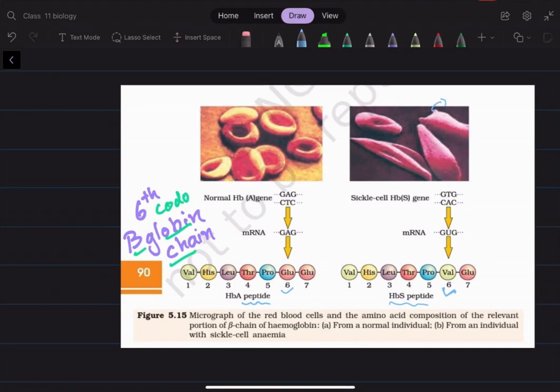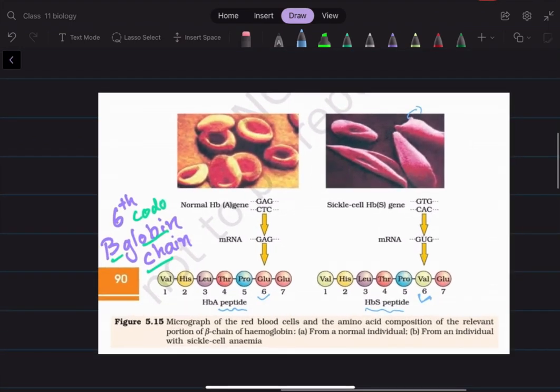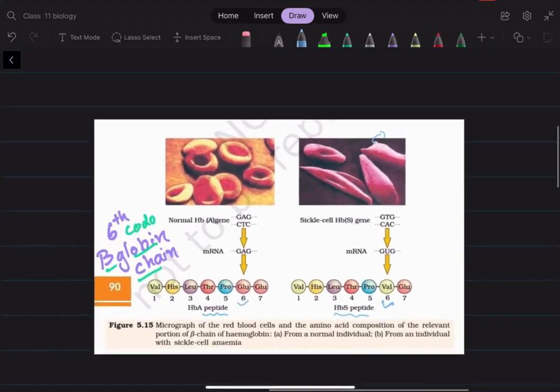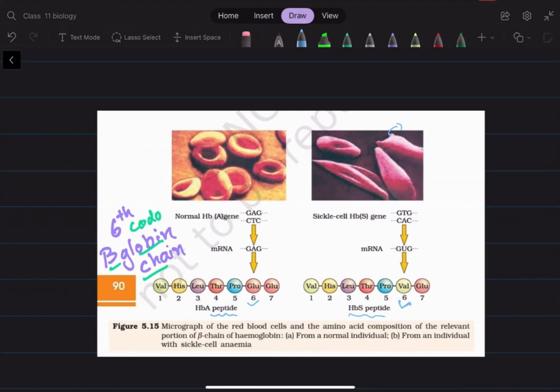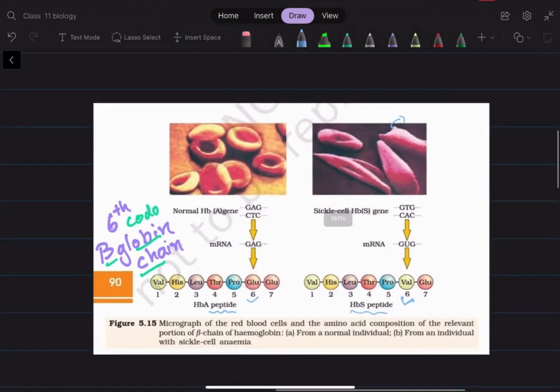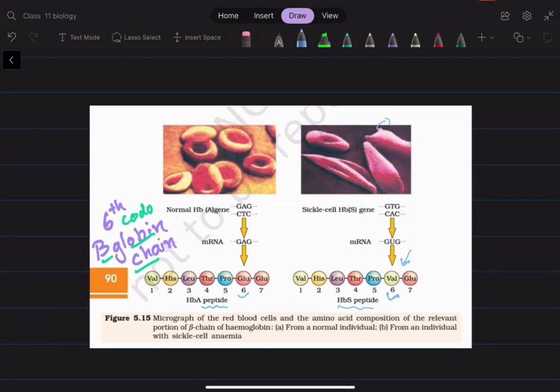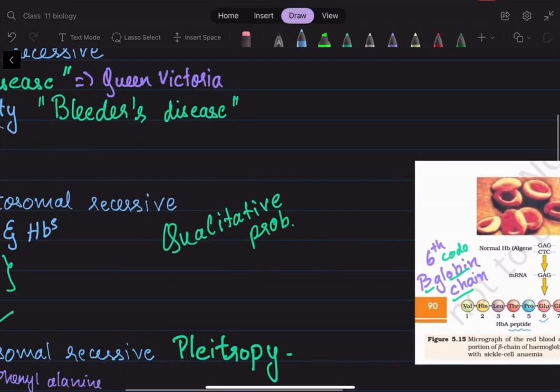The red blood cells' shape is affected, and that is why we call this a qualitative problem. It is not a quantitative problem. Qualitative means the amino acids that make up this chain are faulty. The valine is not supposed to be there. Instead of that, glutamic acid is supposed to be there. That is why it's a qualitative problem.